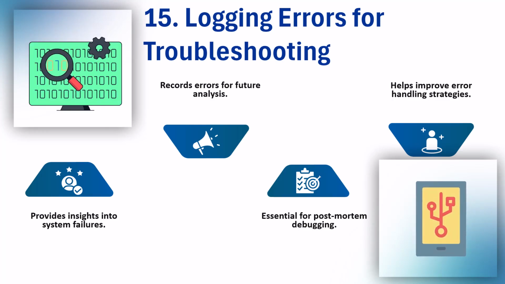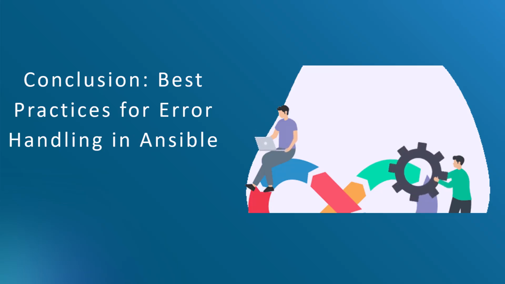Errors happen. It's a fact of life. But logging them lets us learn, adapt, and improve for next time. It's like keeping a diary of your mistakes, but for automation troubleshooting. Future you will thank you. Error handling isn't just damage control.